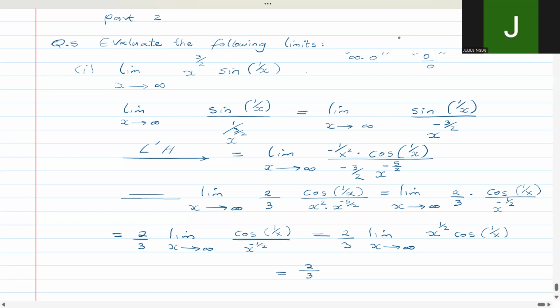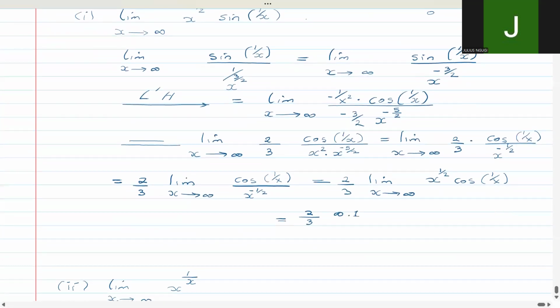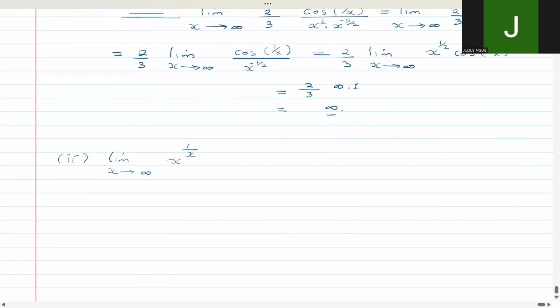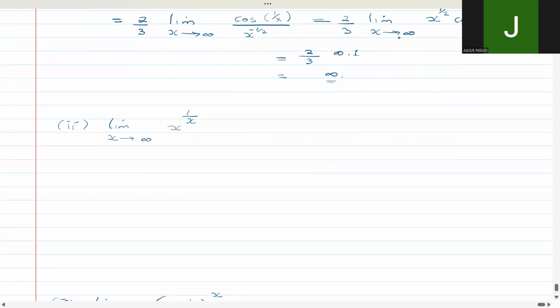you have infinity multiplied by cosine of 1 over a big number, which is cosine of 0, which is 1. Using L'Hopital's rule, we apply it until we reach a point of the answer. If you get infinity, that marks the end of the road, and that means the limit as x approaches infinity of this function is infinity. So let's do number 2.